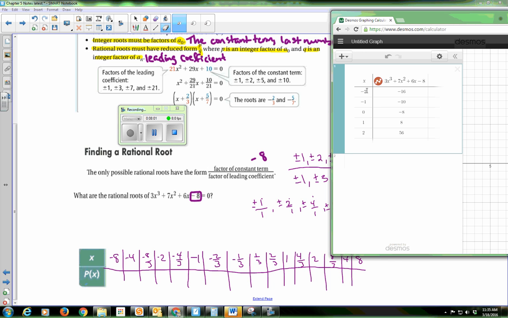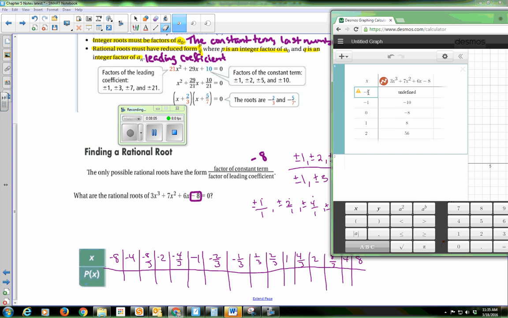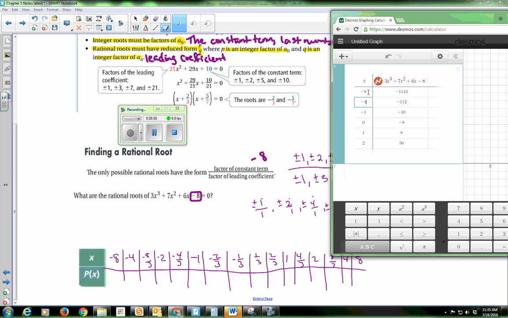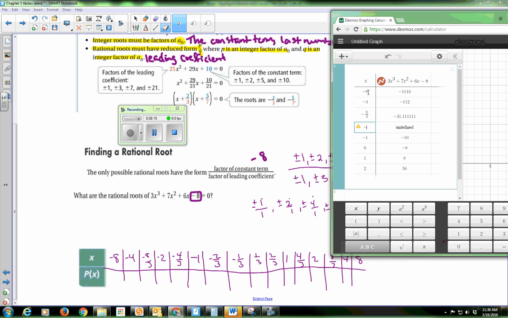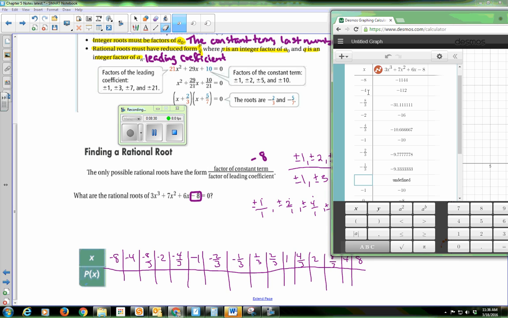So let's go ahead and put our zeros in for x. So we think it's negative 8, negative 4, negative 8/3, negative 2, negative 4/3, negative 1, negative 2/3, negative 1/3, 1/3, 2/3, 1, 4/3, 2, 8/3, 4, and 8.